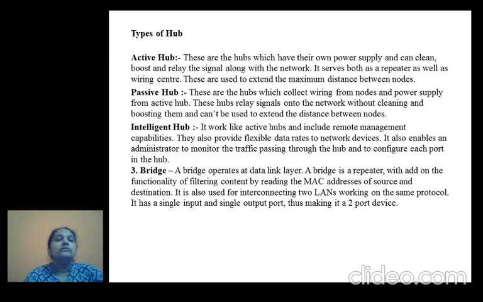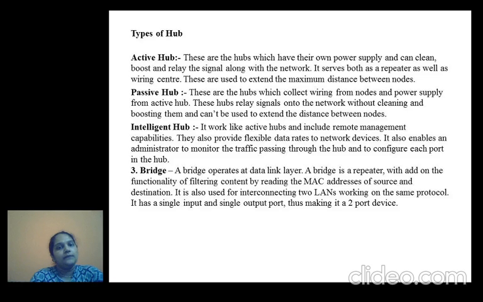The third device is the bridge. A bridge operates at the data link layer. A bridge is a repeater. As I have told you, the repeater is the base of other devices. A repeater also works as a hub, but with some extended features. The bridge is also one type of repeater. It is used in the data link layer, which adds the functionality of filtering the content by reading the MAC address of the source and destination.